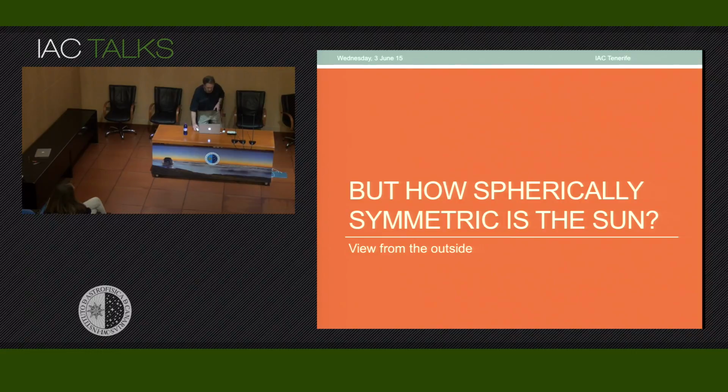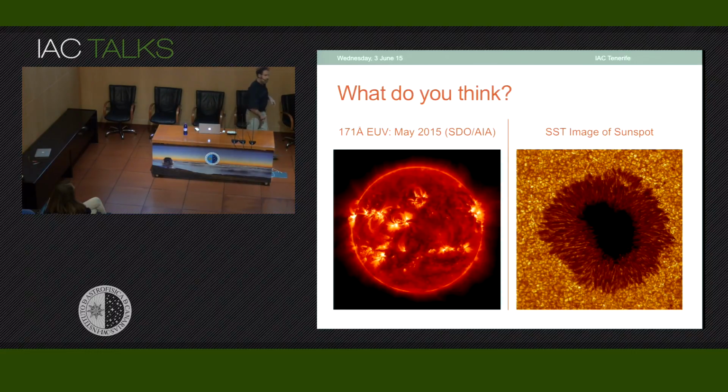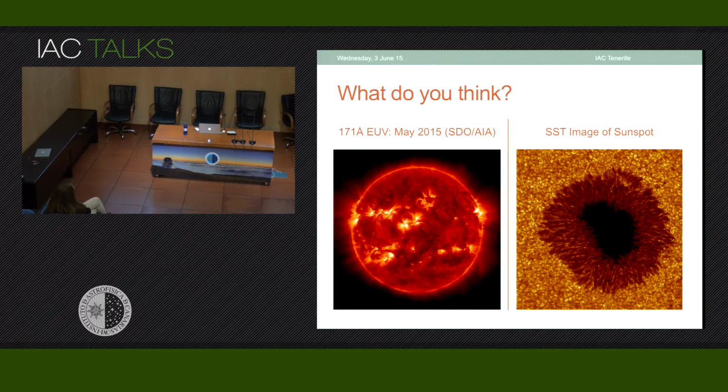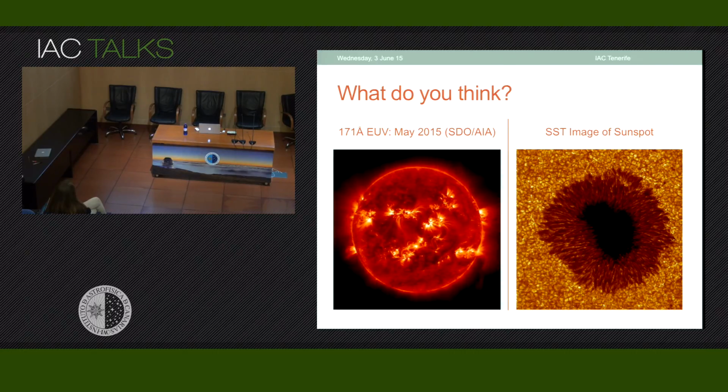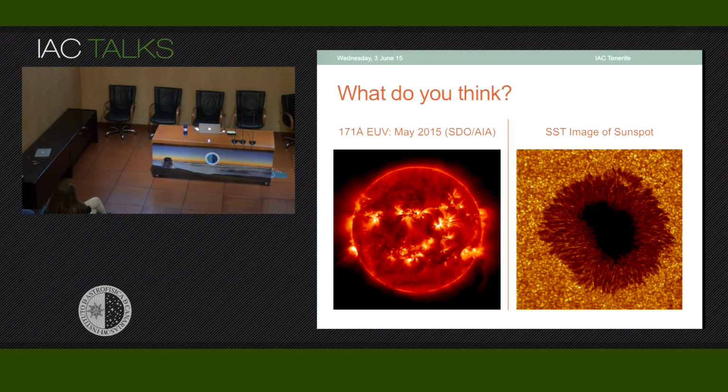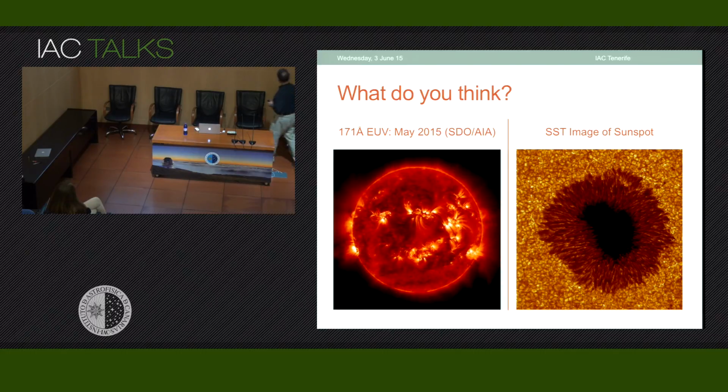All right, so there was our spherical sun. Now, is the sun spherical? Can we have a vote on yes or no? This is actually from just a couple of weeks ago. And the sun doesn't look very spherical from this point of view. So this is extreme ultraviolet, taken by the AIA instrument on the Solar Dynamics Observatory.